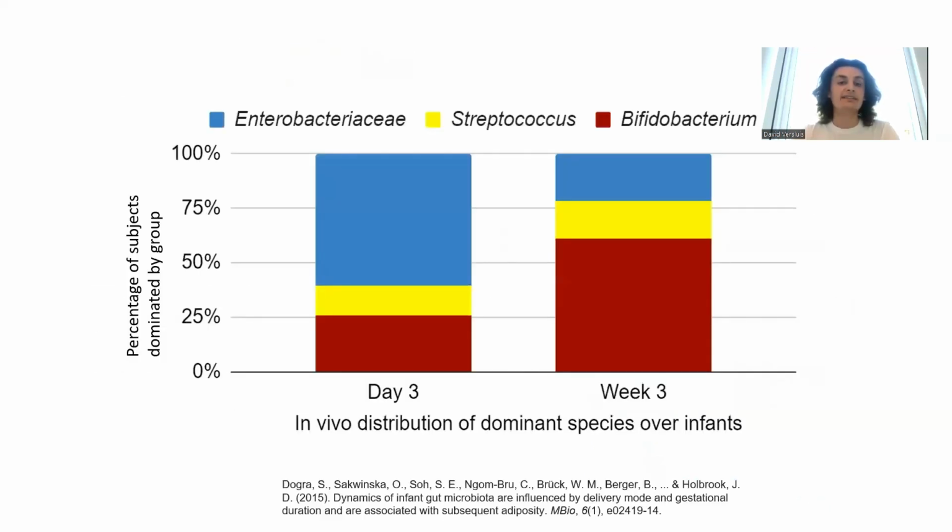We know that in newborns, the gut is typically first colonized by oxygen-using bacteria, like Enterobacteriaceae, and a few days or weeks later, anaerobic bacteria, like Bifidobacterium, typically become dominant. But this varies across infants and influences the health of the infant.